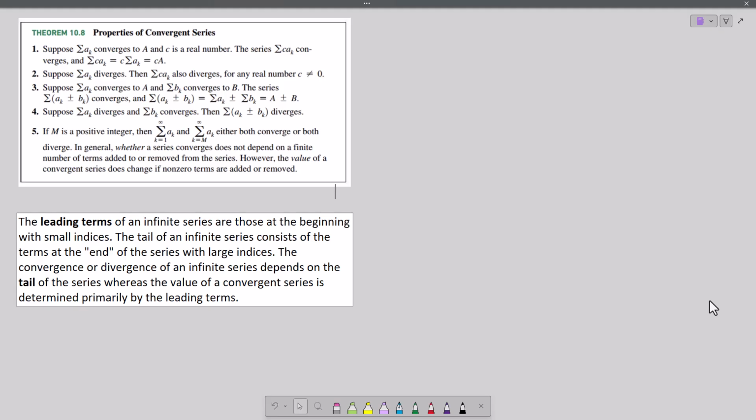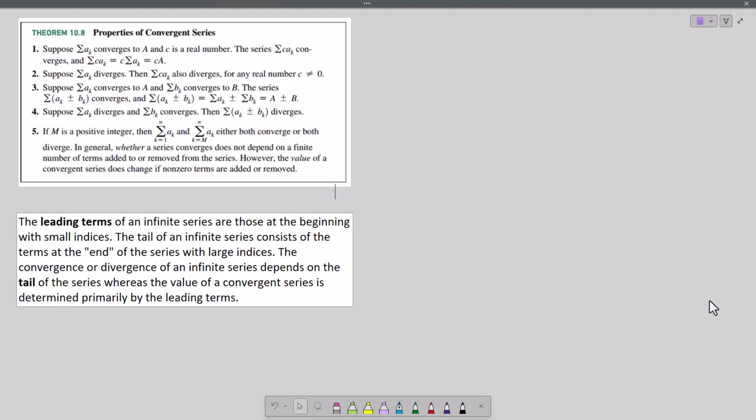Now they would converge to different numbers if they both converged, right? Because this one has less terms in it. Less terms that you're adding together. So it's going to converge to a different number, but it still will converge if the entire one converges. Just converge to a different number.